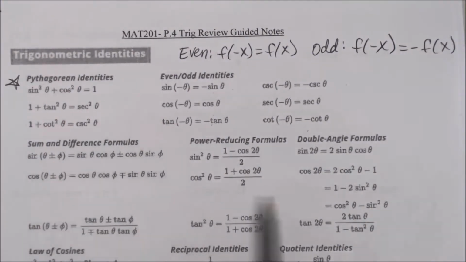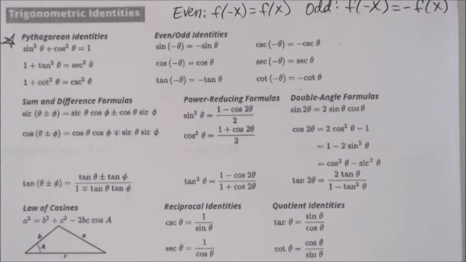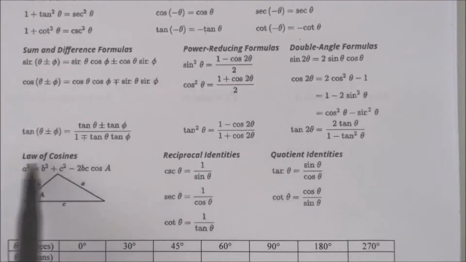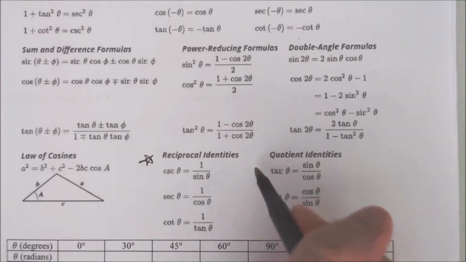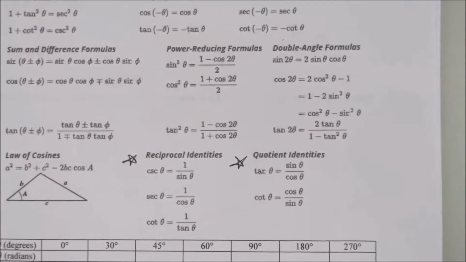Sum and difference, we're not going to do a whole lot. The power reducing and double angle, we're probably not going to do a whole lot in this class. Law of cosines, I don't think we'll use very often. The reciprocal identities and the quotient identities, however, are very important. Those would come up a lot.